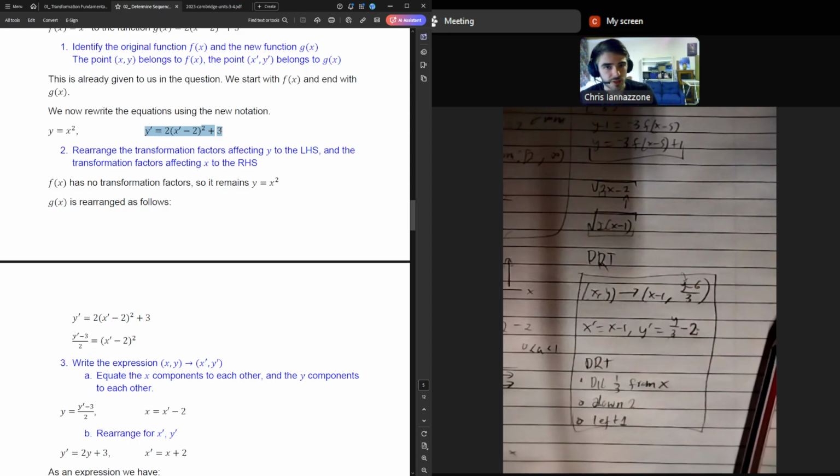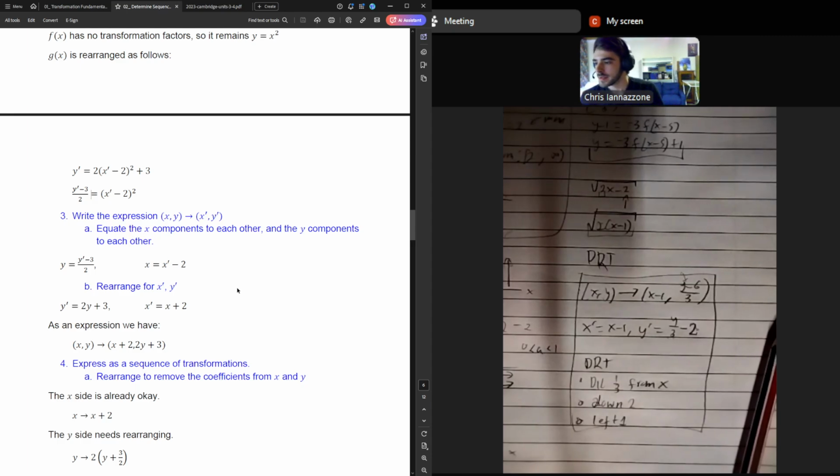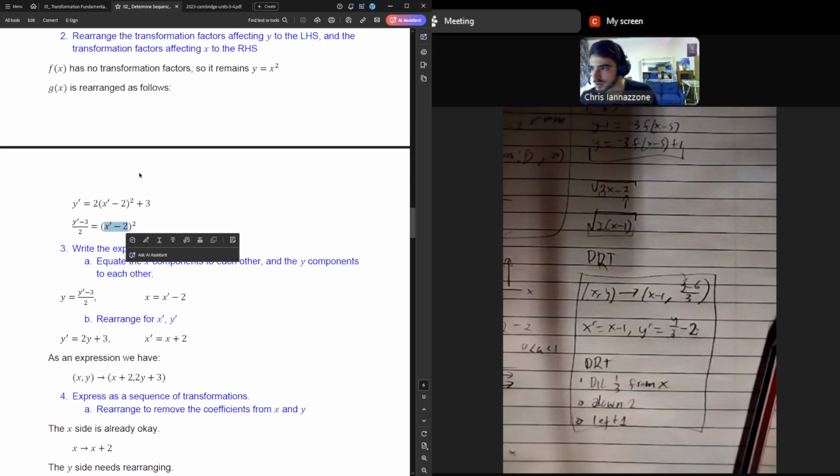A bunch of stuff is going on here, so we're going to change it up. This is a shift up by 3 and a dilation factor of 2. Hence, we're going to put those on the left-hand side along with the y value itself. From there, we equate the x components to each other and the y components to each other. Here is the x component of g, here is the x component of f, and so we are equating those two things together. Here is the y component of g, here is the y component of f, and so we're equating those two things together.